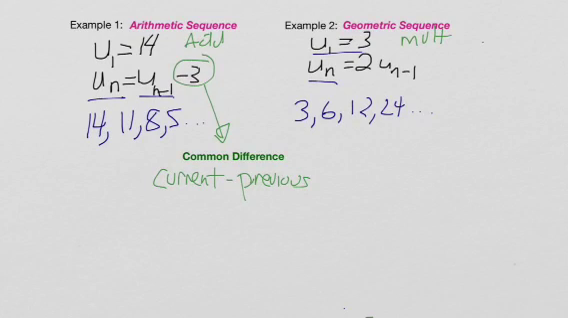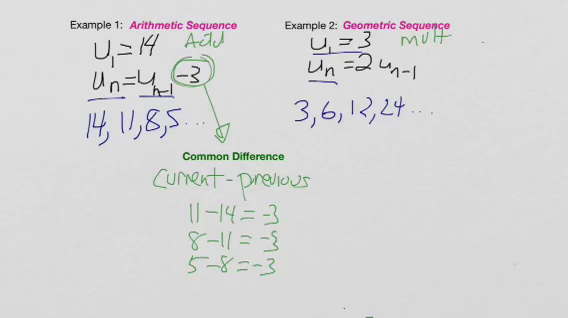And as we say, it should be a common difference, which means we get the same answer for each case. So if I take 11 minus 14, I get -3. If I take 8 minus 11, I get -3. If I take 5 minus 8, I get -3. If I can take any number in my sequence and subtract the number that comes before it and always get the same answer, that's my common difference, and I have an arithmetic sequence. And I'm adding that common difference to each previous term to get the next.